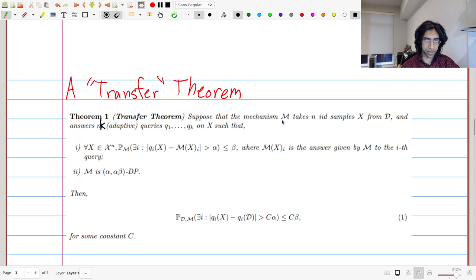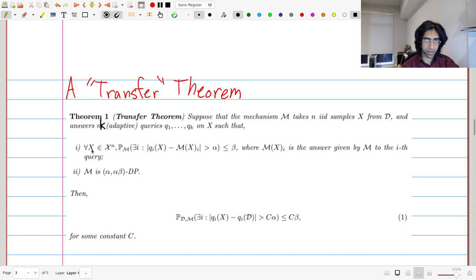Suppose that the mechanism M takes n IID samples X from this distribution D, and we answer K queries Q1 through QK on this data set with the following two guarantees. Essentially, we just answer these queries in some way, like you could do the empirical mean and add Gaussian noise, or you could do something else. I'll talk about that a bit in a second, but in some way, you answer Q1 through QK on this data set, and you have the following two guarantees.